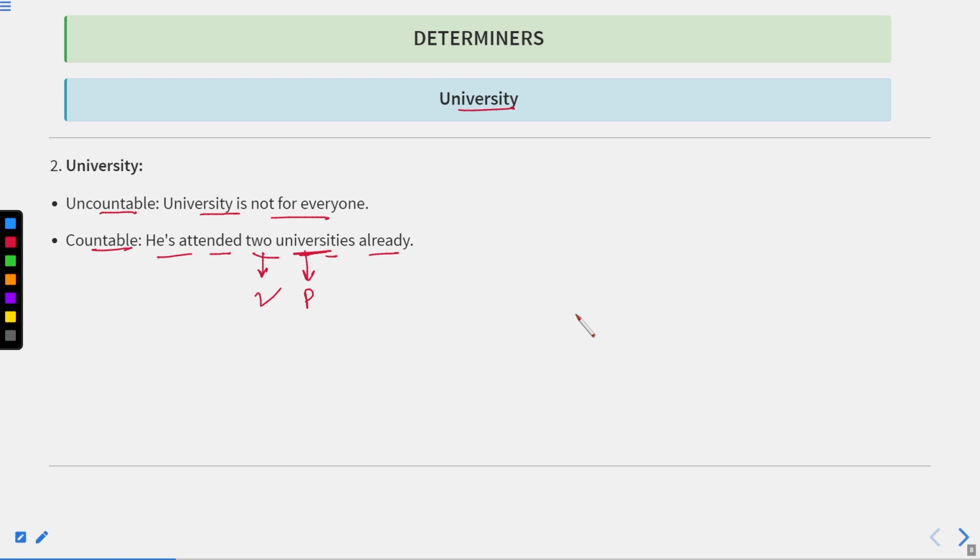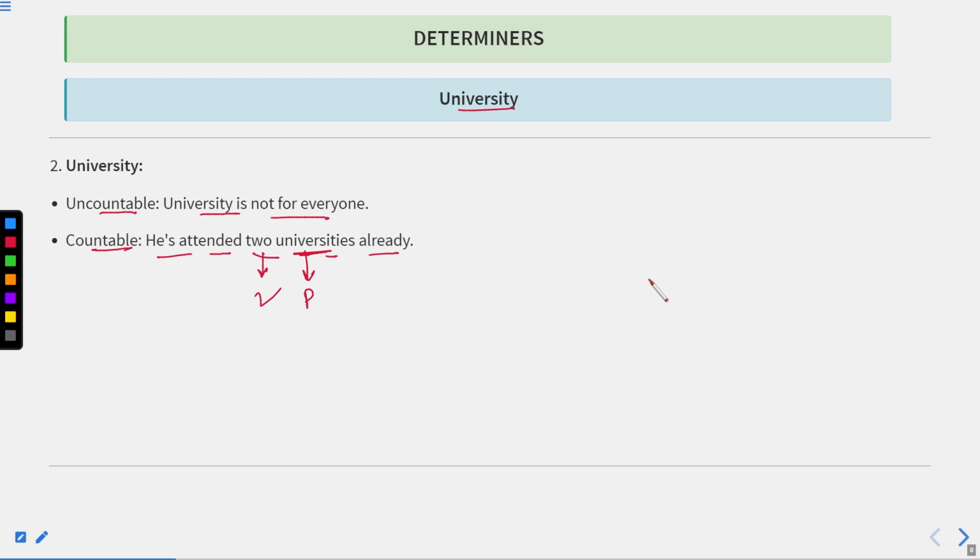Also, I can say that there is a big university next to my house, or near my house. So a big university. I'm talking about a particular university. I'm talking about a university, that there is a university.